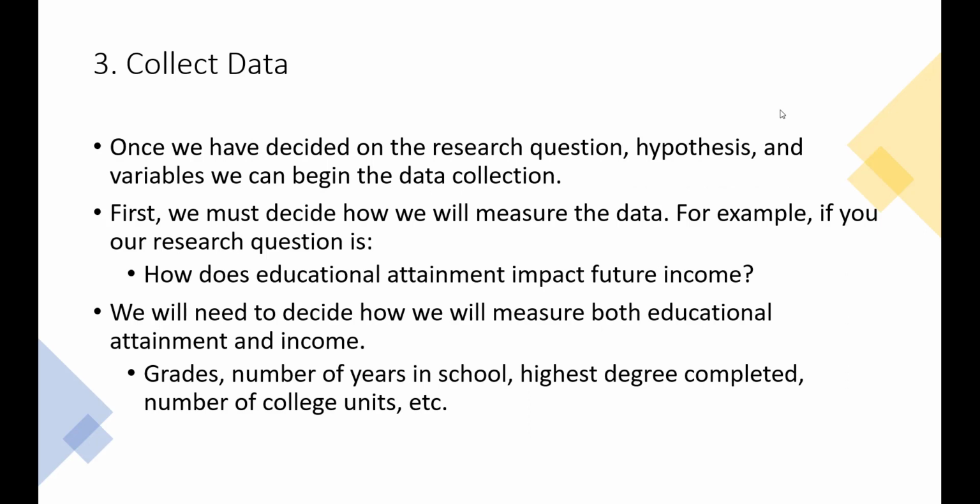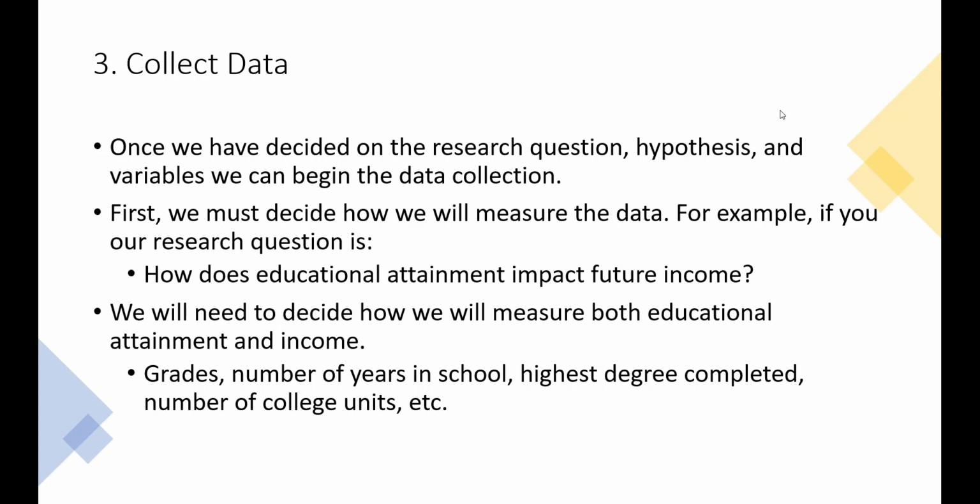So once we've decided on our research question, hypothesis, and variables, we can actually start that data collection process. First, we have to decide how we will measure the data. For example, if our research question is, how does educational attainment impact future income? We will need to decide how we will measure both educational attainment and income. And this is particularly tricky with educational attainment because educational attainment is fairly vague. You may not initially think so, but as we dig into it, how are we going to measure this?